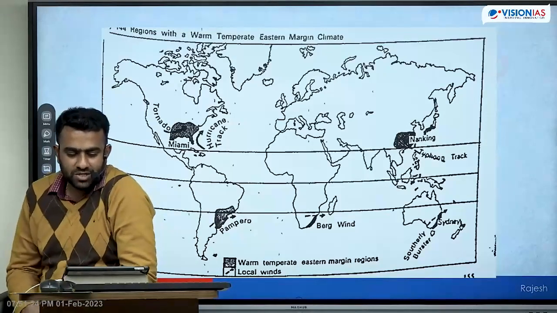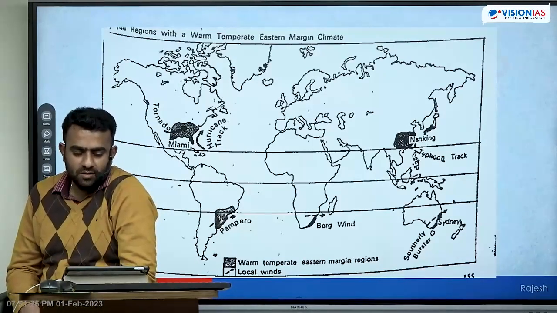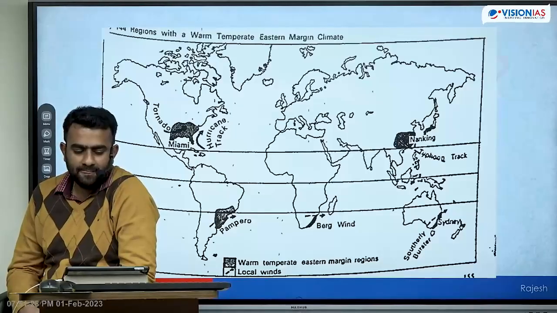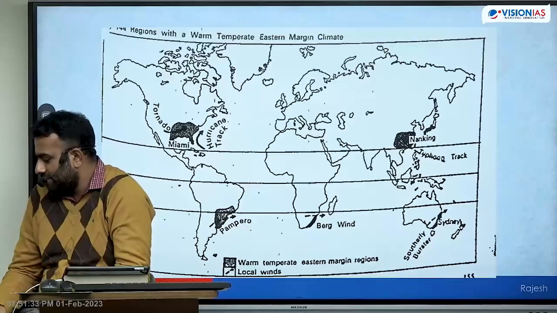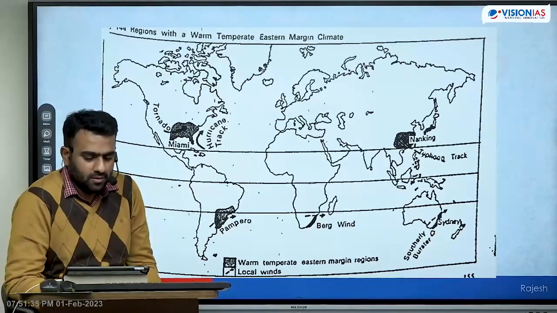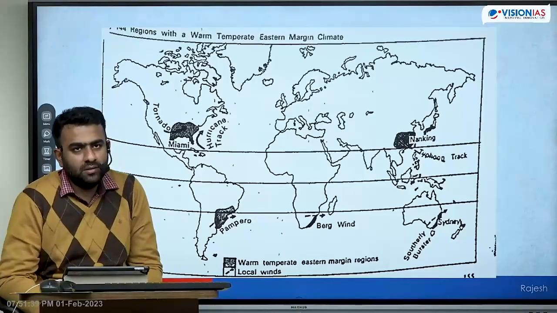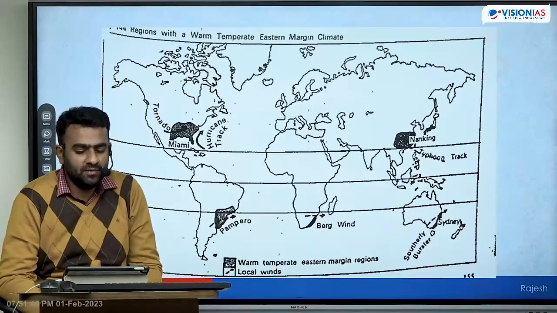The precipitation is throughout the year. Next point. In summers, they are affected by tropical cyclones.